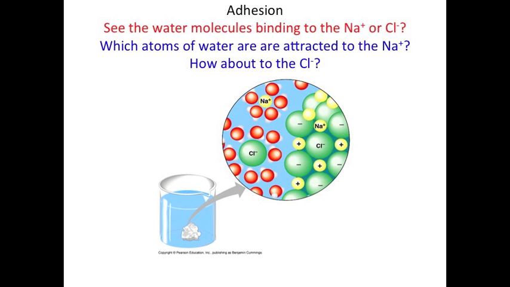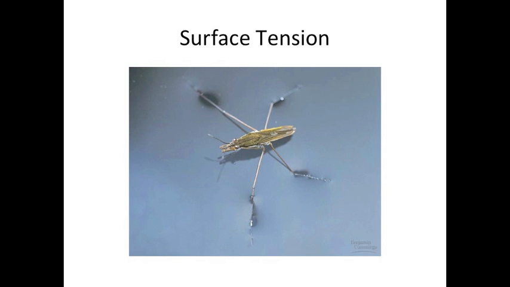Adhesion is another property made possible by hydrogen bonds. This occurs when water molecules bind to something other than water. In this example, salt, NaCl, has been added to a beaker of water. The water binds to the chlorine and the sodium, dissolving the salt. Surface tension is due to the hydrogen bonding of water molecules on the surface of a body of water.